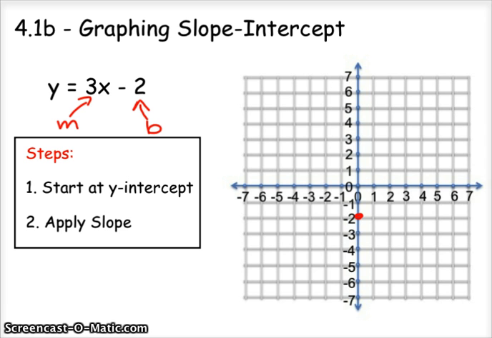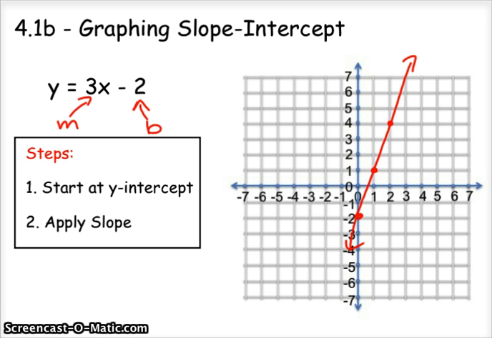Remember, a slope of 3 is the same as 3 over 1, or up 3 over 1. So starting at my intercept at -2, I'm going to go up 3, so to -1, to 0, to 1, then over 1. I'll be at (1, 1). And go again, up 3 over 1 will put me at (2, 4). And then once I have that, I can connect my dots. And there is my graph of y equals 3x minus 2. So again, start at your y-intercept and then apply your slope.